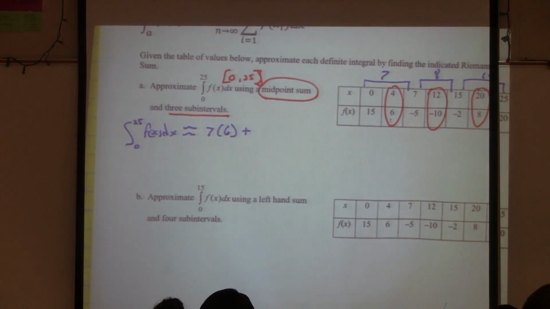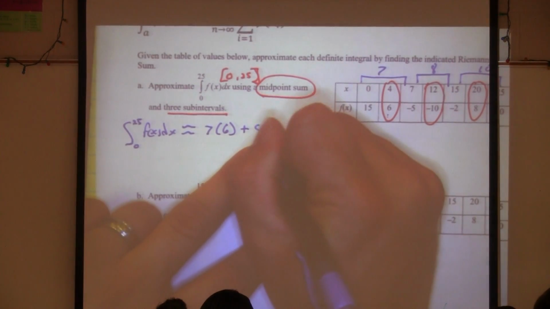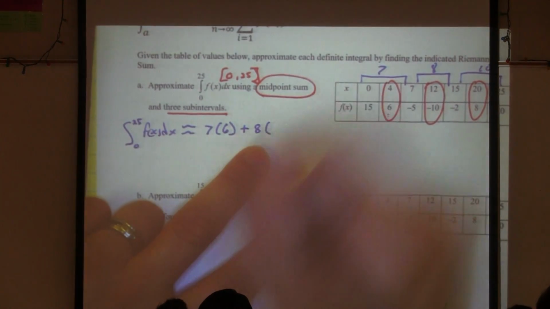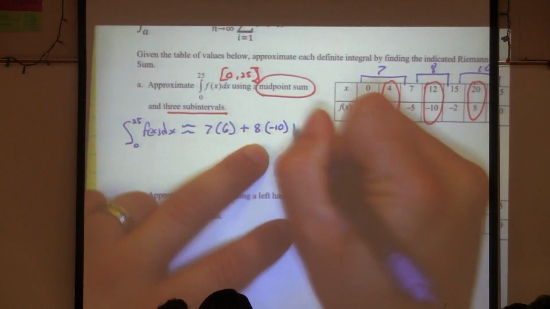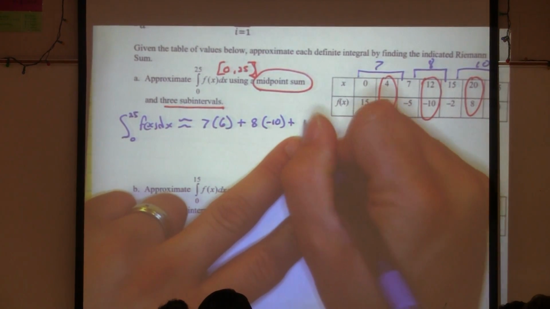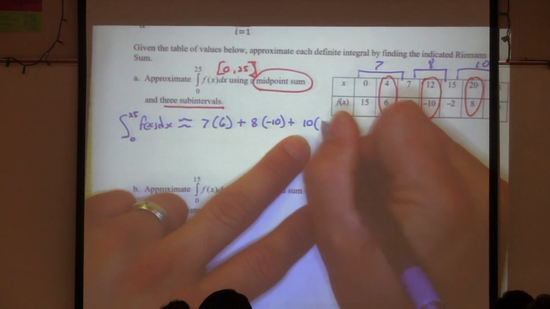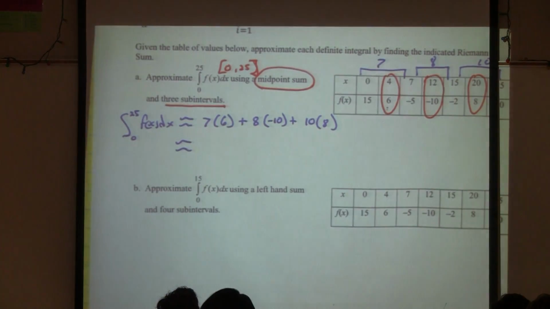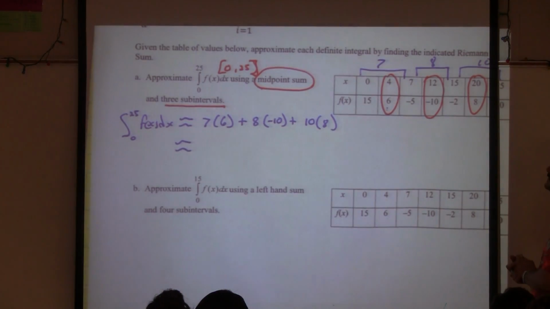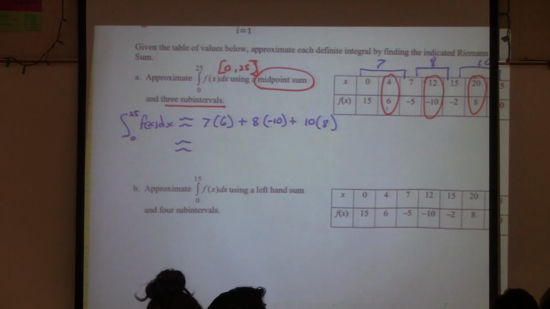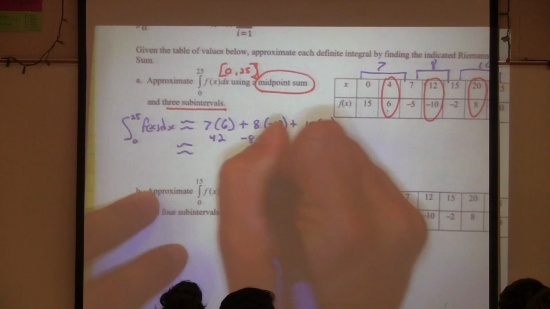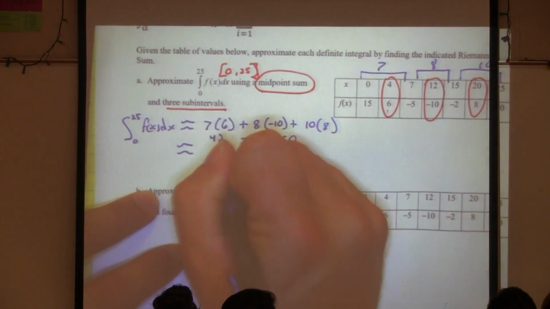Plus, what's the next base? 8 times -10. Plus, what's the next one? 10 times 8. Alright. So this integral is approximately what? 42 minus 80 plus 80, right? So 42.